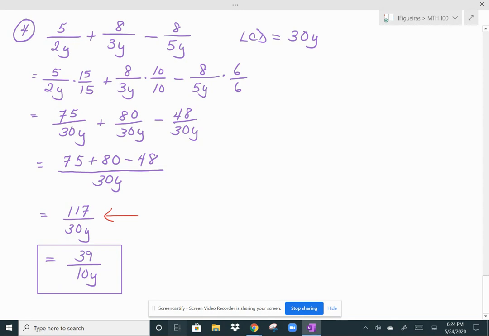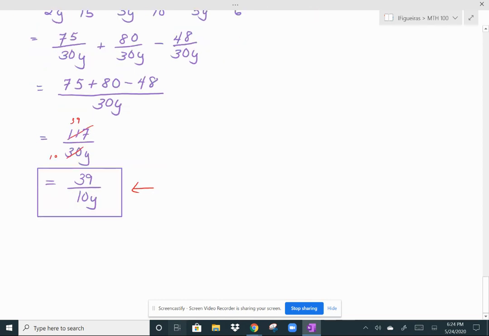In that case, you do have to simplify because 117 and 30 have a common factor of 3. So if you divide them both by 3, you will get a 10 here and a 39 here. So your final answer is 39 over 10y.